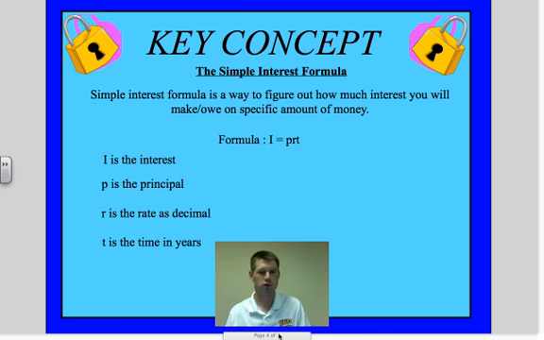The simple interest formula is a way to figure out how much interest you will make, or maybe you owe, on a specific amount of money. The formula is I equals PRT. I represents the interest, which is how much you're going to make. P is your principal, the amount deposited, so how much did you deposit? R is the rate as a decimal, and T is the time in years.